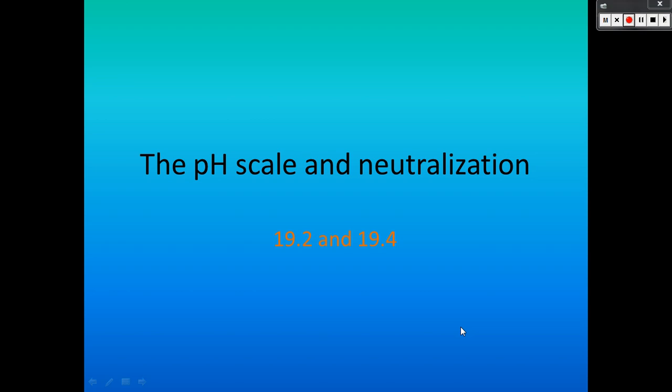These are notes on the pH scale and neutralization. It's 19.2 and 19.4 in your book. You don't have to worry about 19.3. That gets into a concept we're not going to deal with. If you're interested in it, by all means, read ahead.